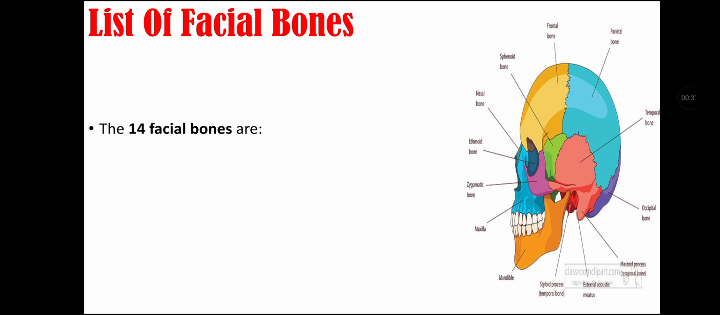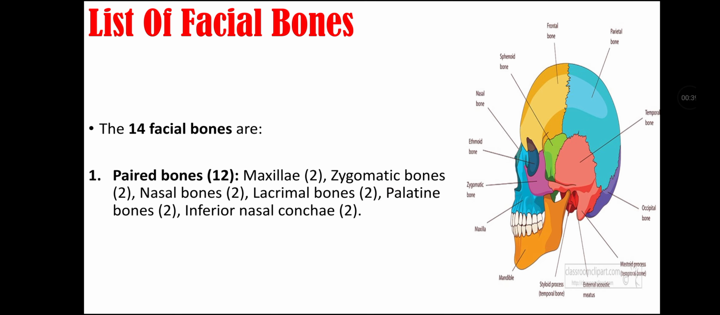List of facial bones. They include 14 facial bones that include 12 paired bones and 2 unpaired bones. The 12 paired bones include 2 maxillary bones, 2 zygomatic bones, 2 nasal bones, 2 lacrimal bones, 2 palatine bones, and 2 inferior nasal conchae, while the 2 unpaired bones include 1 vomer and 1 mandible.